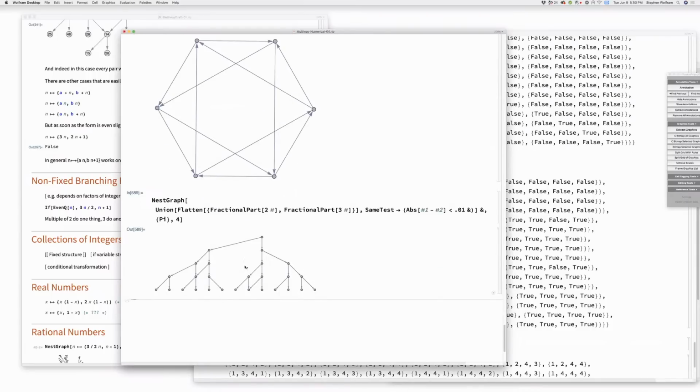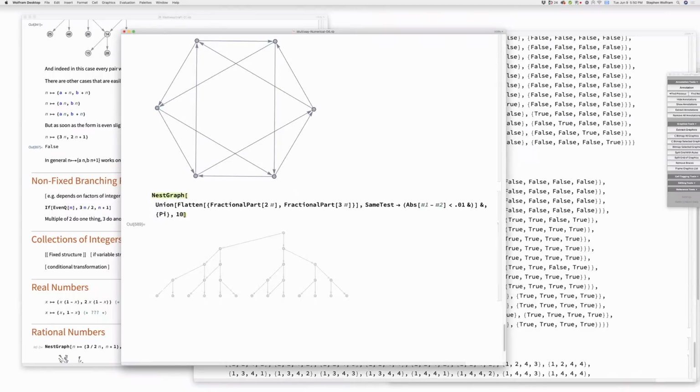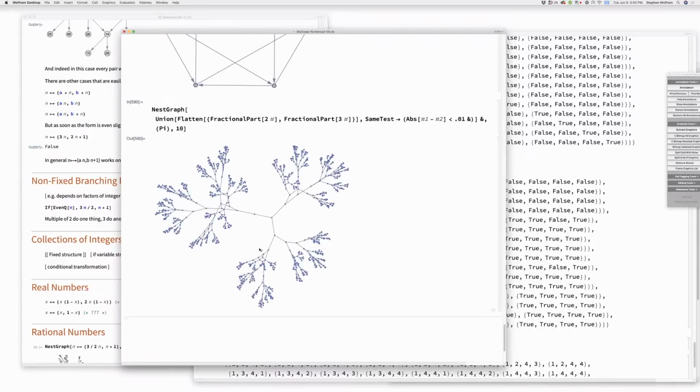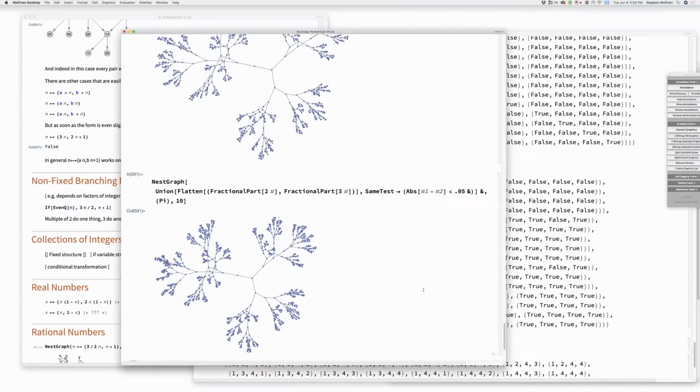Oh gosh, look at that. It's got some merges. That's cool. Let's try pi for like 10 steps. Oh, that's cool. So this is going to be a continued fraction play of some kind. But now what happens when you increase the epsilon? Well, it's going to merge more. That's what's interesting. Oh, why didn't that merge more?